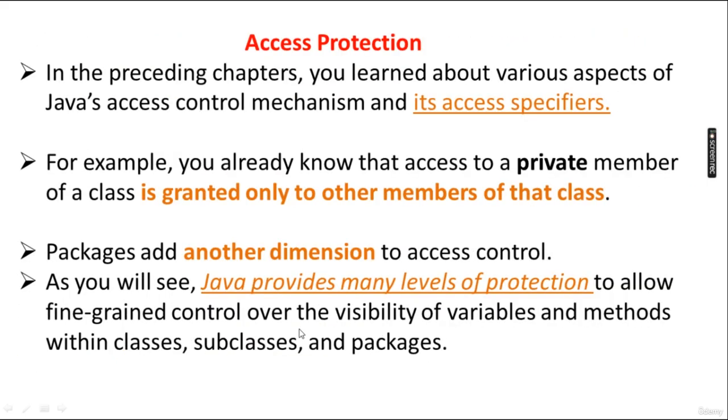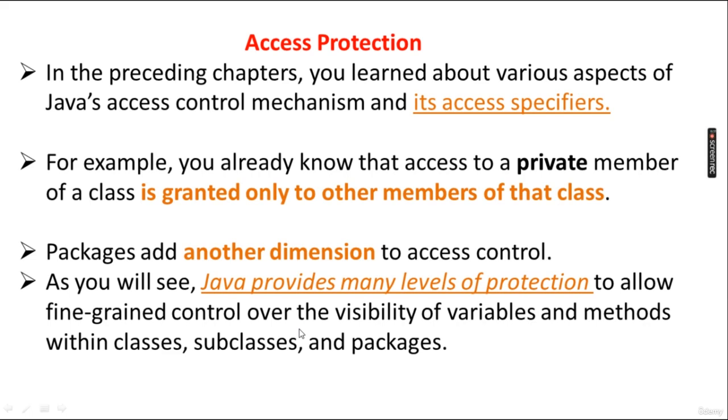Access protection. In the preceding chapters, you learned about various aspects of Java's access control mechanism, like private and public. Why have we learned only private and public? Because protected was related to inheritance. Before inheritance, we learn private and public. Private is accessible only to the same class, public is accessible throughout, and protected we learn in inheritance.